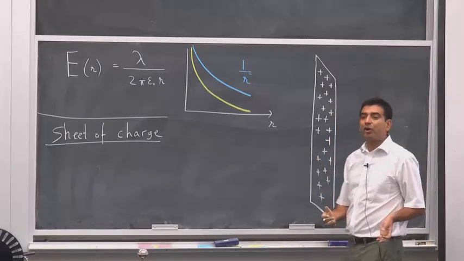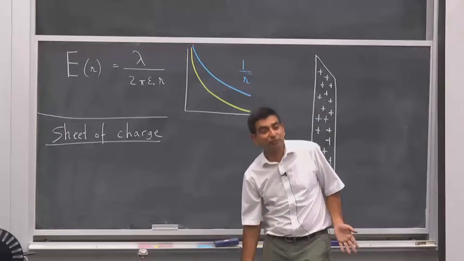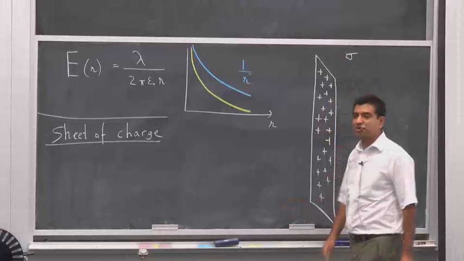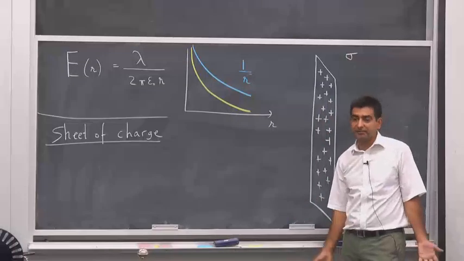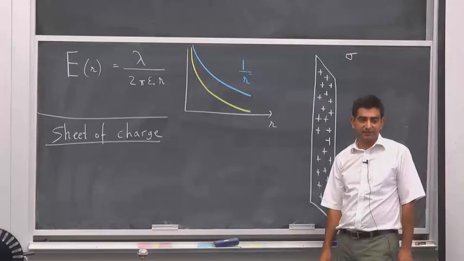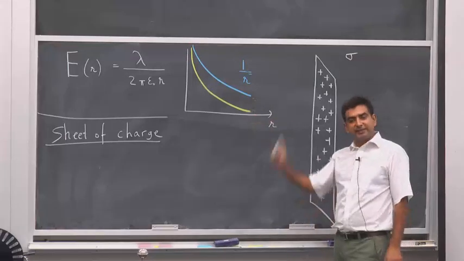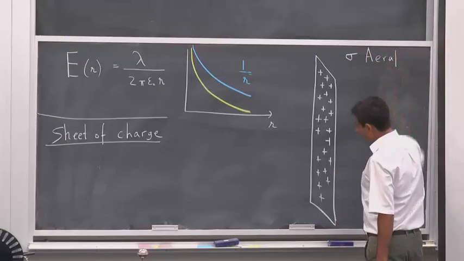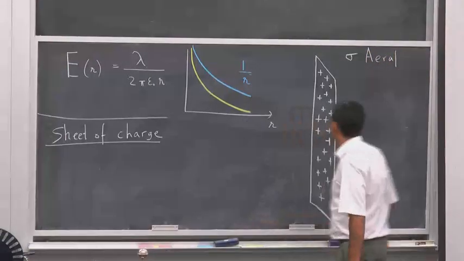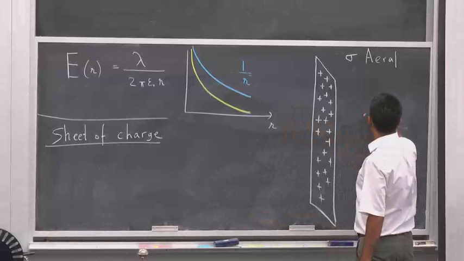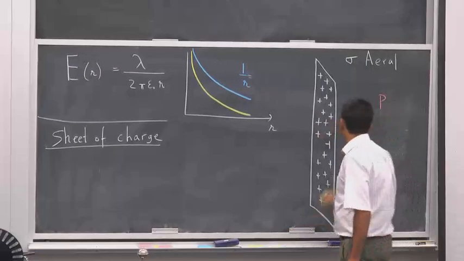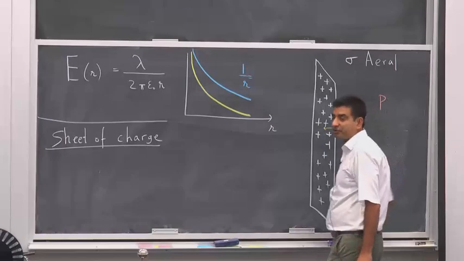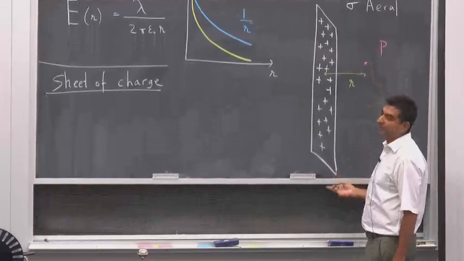And now I would like to talk about charge per unit area. So this is an areal charge density, which I denote by sigma. Okay, the charge coulombs per meter squared are the units for this areal density. That's a linear density. This is an areal density. Now I pick up a point P that is at some distance r from the infinite sheet of charge, and I would like to find out the electric field at point P.